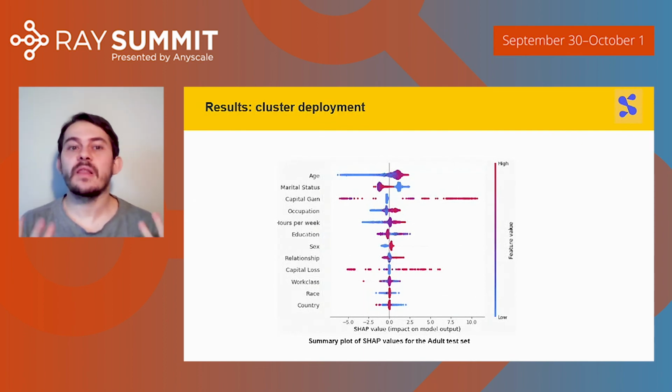So kernel SHAP allows us to do this for every type of model, but it is expensive to run. And thanks to Ray, we can actually offer data scientists and stakeholders the ability to do these things at a much, much larger scale, much, much faster.